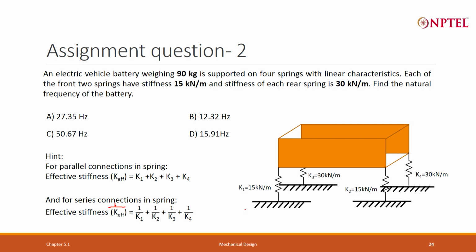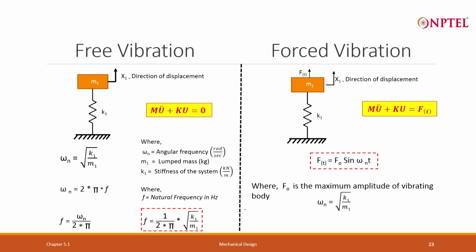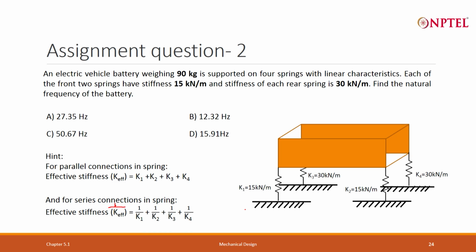And from here, you have to find out whether these springs are in parallel or series. Once you have found that out, find the equivalent K, then use the equations here. Angular frequency is root under K by M, where M you already know is 90 kg, and then you find the natural frequency F. That is what this problem is about.